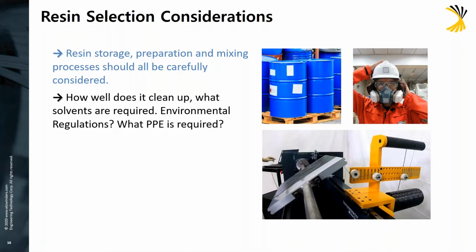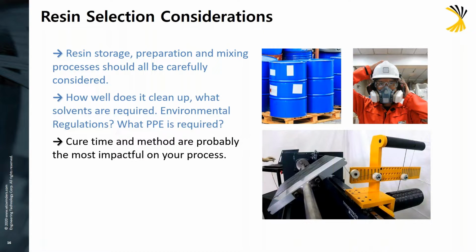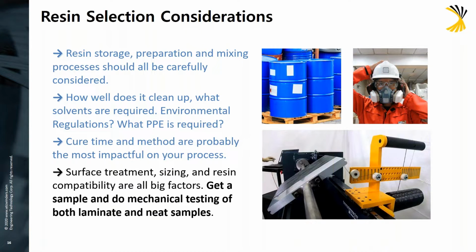Things that should be considered that aren't necessarily thought of at the onset: how well does the resin clean up? What types of solvents are required? Will environmental regulations come into play if you're storing large batches of these chemicals? And what PPE is going to be required to keep your employees safe while they work with them? These can all be cost drivers, and they can very much affect the end product cost. Cure times and cure methods are also impactful in your process. They will define what kind of curing equipment you have, what kind of storage, if you'll need refrigeration for storage. And again, they can be big drivers in equipment cost and labor cost as you're making your parts.